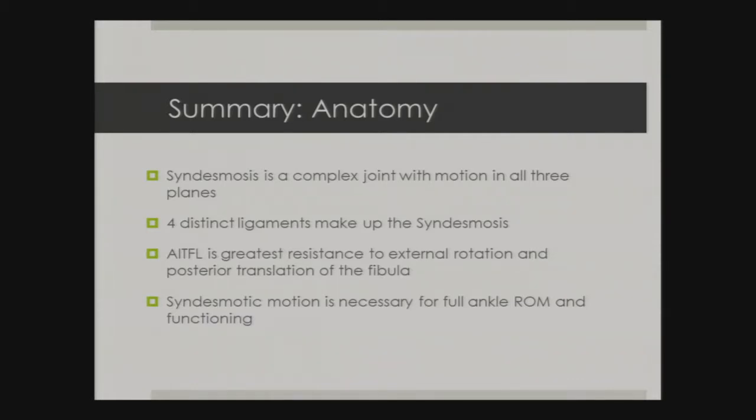So just a quick summary of the anatomy that we've gone over. Syndesmosis, once again, is a complex joint that has motion in all 3 planes. There are 4 distinct syndesmotic ligaments that make up the syndesmosis. The AITFL is the main restraint to external rotation, but it's also the first to fail in an external rotation moment. Syndesmotic motion is necessary for full ankle range of motion and functioning.